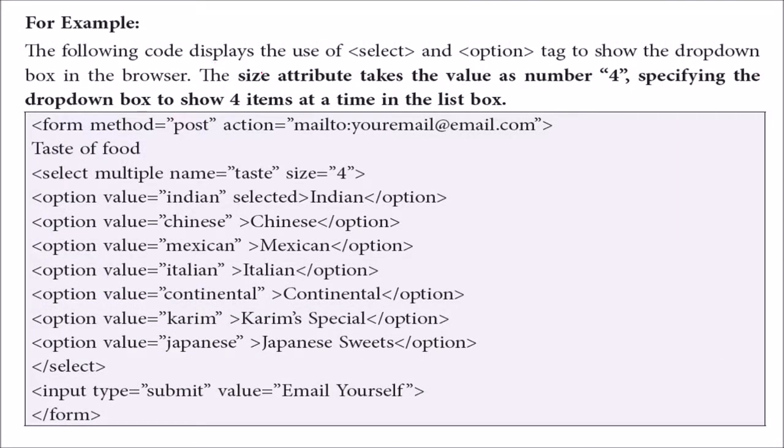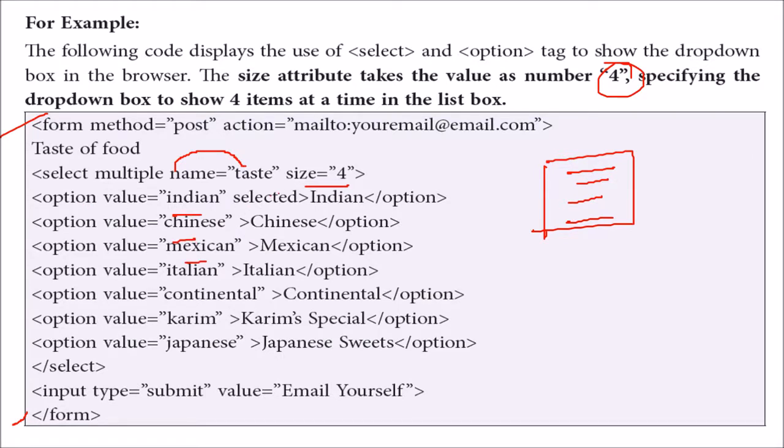This is an example. This code displays the whole form. There is a form. Inside this, the taste of food is to be selected, and you see the name is taste, and the size is 4. That means at an instance you will see only 4 options. So this is size equal to 4. Now in this the option value is Indian. All these values are there and it is selected.